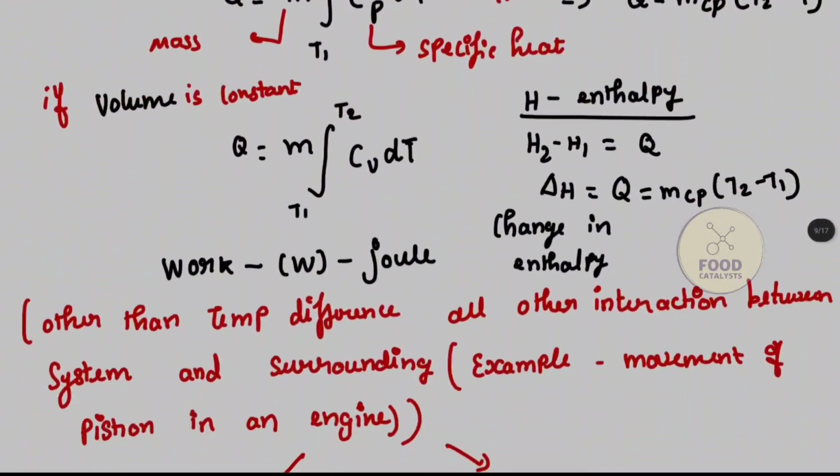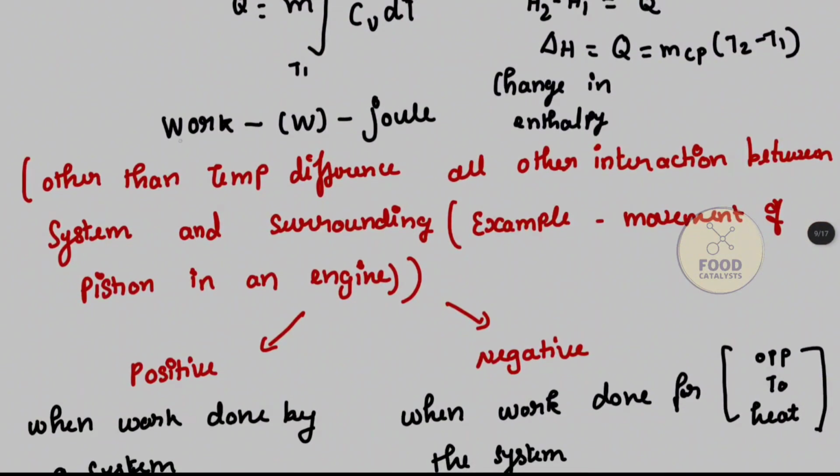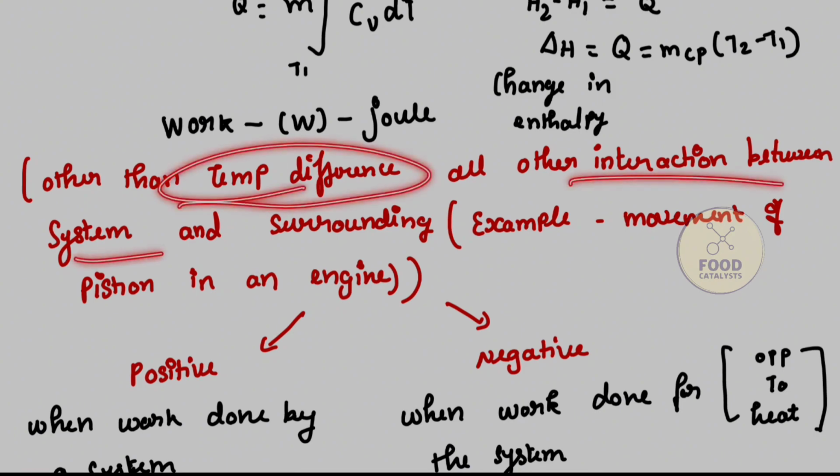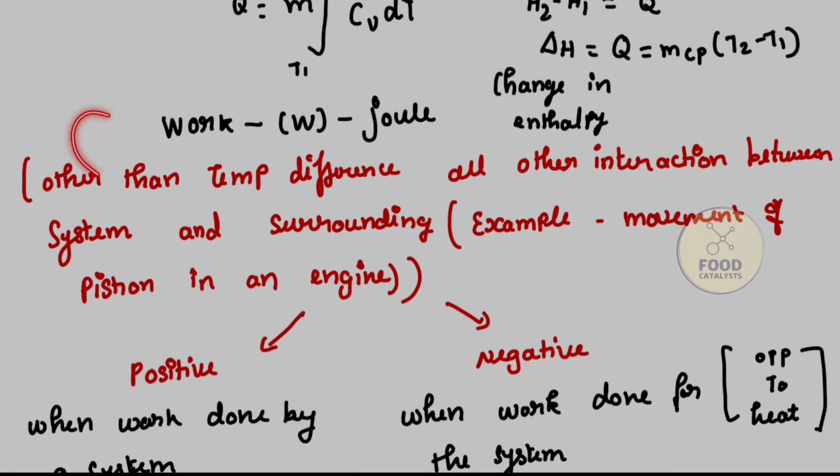Now we are moving on to work. Work we represent as W, and joule is the unit of the work. Other than temperature, all the other interaction between the system and surrounding is work. For example, the movement of a piston, which has nothing to do with the difference in temperature, is called work. All the other interactions between system and surrounding without a temperature difference are work. That's how we have to understand work.